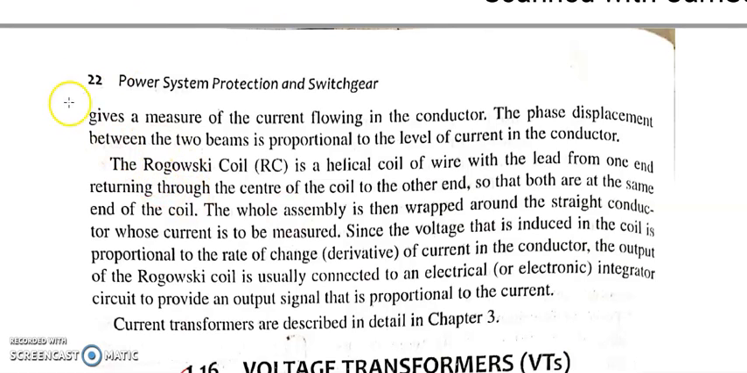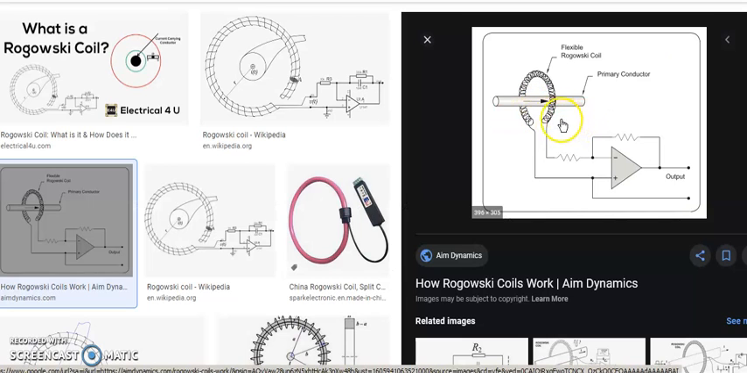Let's see how the Rogowski coil looks. See, this is your Rogowski coil here. You can see this is the helical wire, like I told you, wound over the primary conductor. Actually it is a straight conductor whose current is to be measured. Again you can see this helical coil which is encircled in circle fashion. It is given to the operational amplifier so as to amplify the current value as desired. So whatever output will be produced here will be proportionate to the current flowing in the primary conductor.